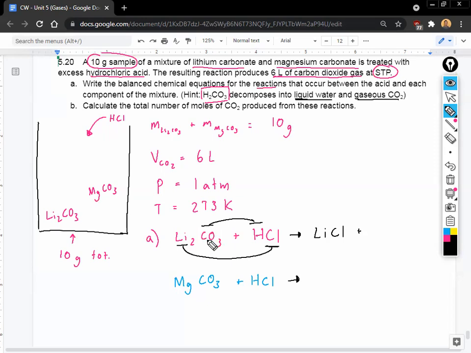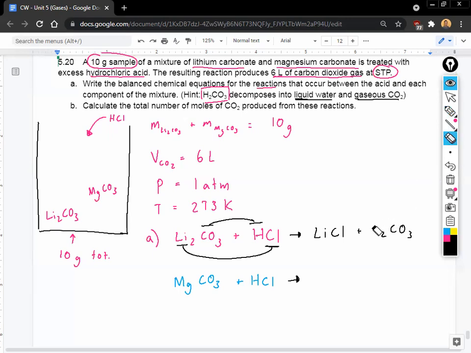-2, yeah. If you take a look at the chart, it's on the sheet protector actually in front of you too with carbonate. Carbonate is -2. And then hydrogen's MCI we know is +1. So we're going to need 2 hydrogens to balance out the carbonate. Okay, but we can't stop right there because it tells you that it decomposes into liquid water and gaseous CO2.